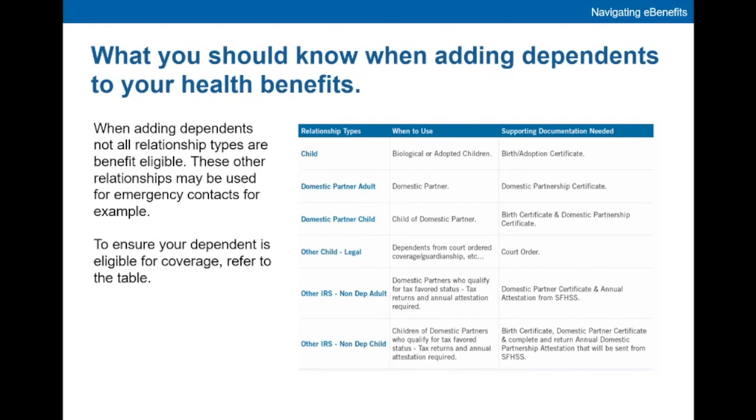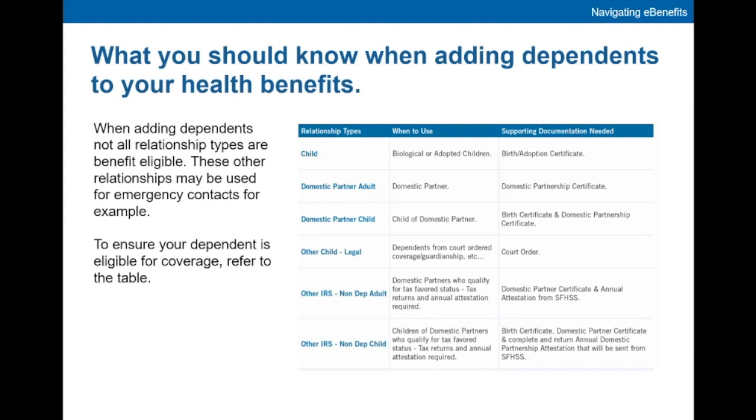We have all those relationship types in there because you can also use this to designate beneficiaries. For example, if you have a life insurance policy, there aren't the same rules about who you would like to designate as your beneficiary or maybe even an emergency contact. However, if you're adding a dependent because you're trying to add them to your benefits through the health service system, then the only benefit eligible relationships are child, domestic partner adult, domestic partner child, other child legal, and what we mean by that would be dependents from court-ordered coverage or guardianship, those sorts of things.